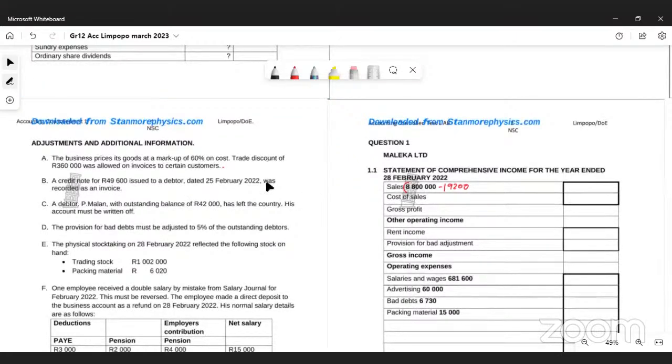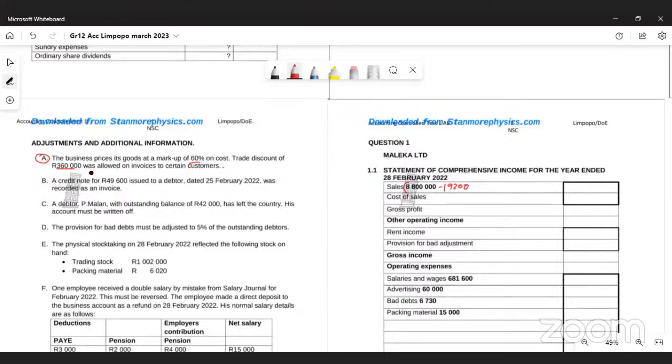Looking at our adjustments, we have adjustment A. In adjustment A, the business prices its goods at a markup of 60% on cost, and a trade discount of 360 was allowed on invoice to certain customers. Now, this is a discount allowed.